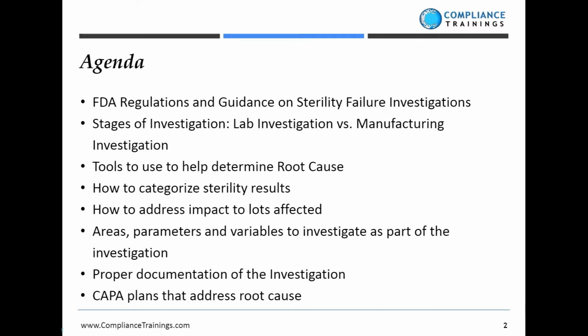We'll be going over what the FDA expects of us when we encounter our sterility failure investigations. We'll go through stages of investigation, what the lab should look for versus what the manufacturing area should be looking for. We'll also go through some tools that can help you to determine your root cause, categorizing your results, how to address impact to your lots affected, any areas, parameters, and variables that may be out there to also investigate, how we should document what we find, and then how we come about a corrective and preventative action plan to make sure we have combated the root cause in general.